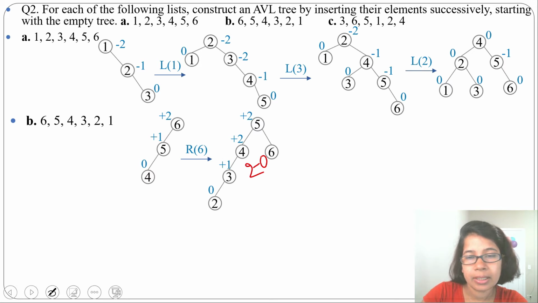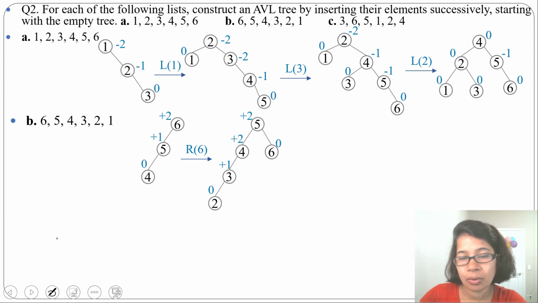Left subtree height is 3, right subtree height is 1. 3 minus 1 is plus 2. Balance factor of 6 is 0. Now we got two nodes having balance factor plus 2 and we inserted as left child in left subtree. So we'll do R rotation of 4 as 4 is the nearest node to 2. We should do rotation on the nearest inserted node. So we'll do R rotation of 4.